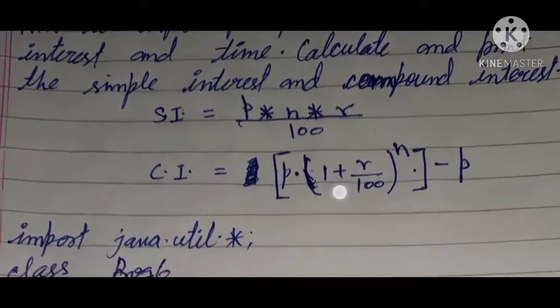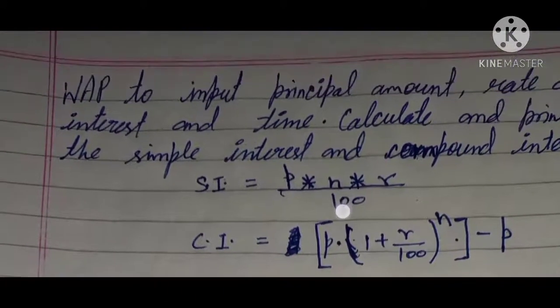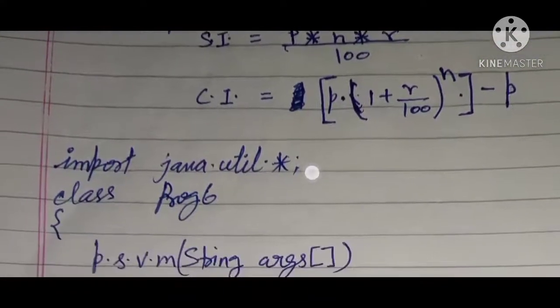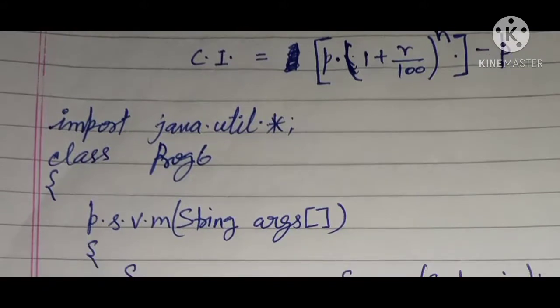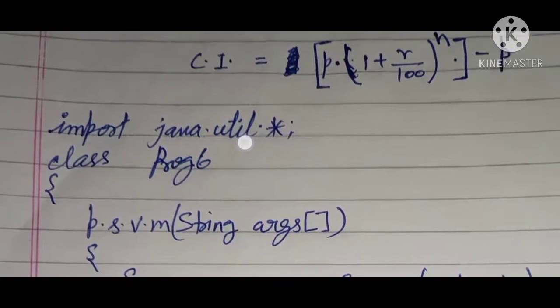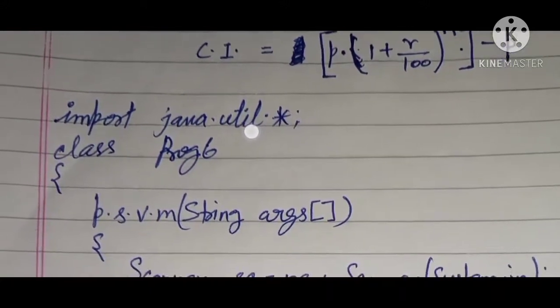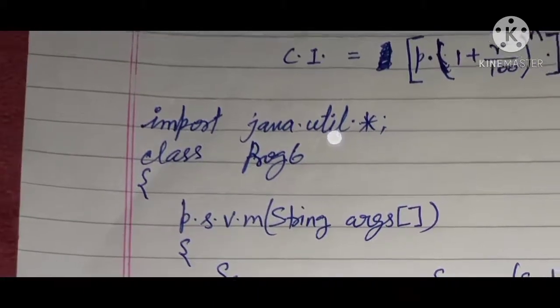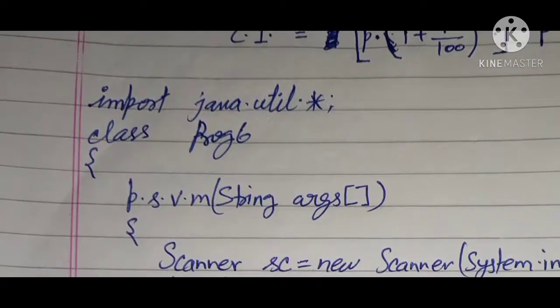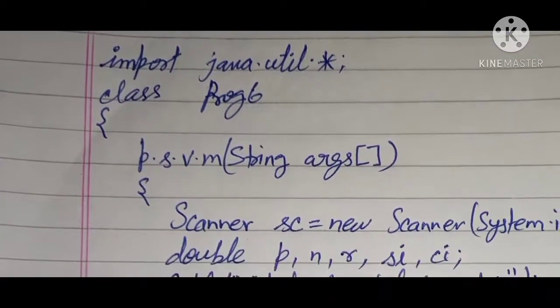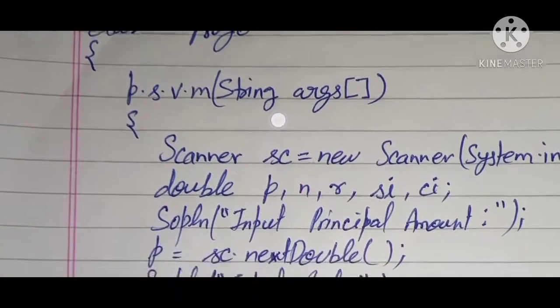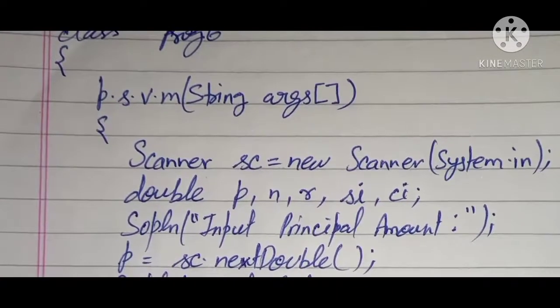Okay, come to the program section. How can we do this program? Here you can see the basic requirements. I have written the basic lines here. What are the basic lines? First, import your package. I have imported the package java.util.*. After that just create a class. I have written class prog6, and after that public static void main String args. I think you all are familiar with this line.